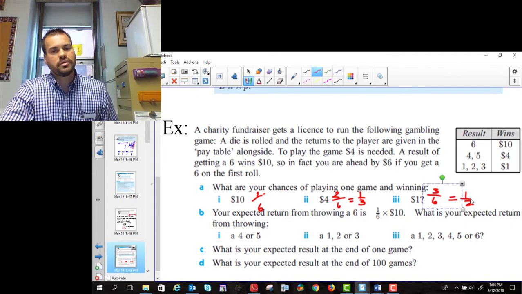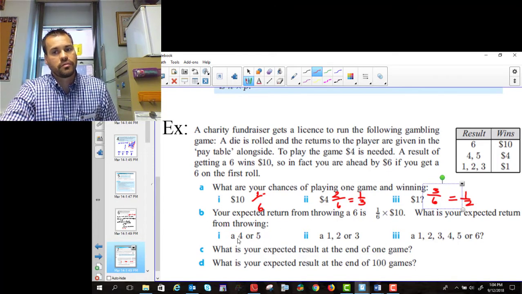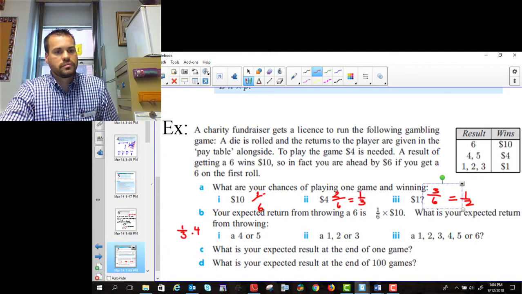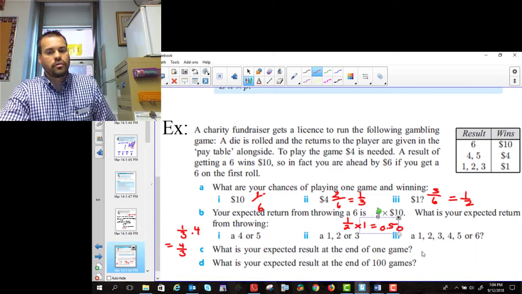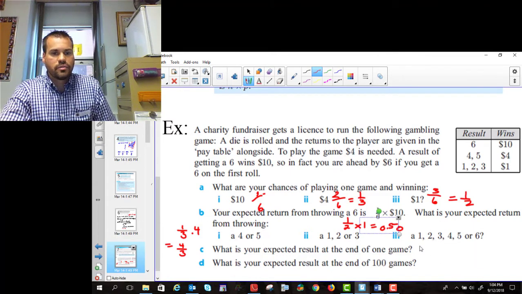Now, it says your expected return for throwing a 6 is 1/6 of $10. What's your expected return for throwing a 4 or 5? So it's 1/3 multiplied by 4. So it's 4/3 or $1.33. And then for a 1, 2, or 3, we have a half possibility of doing that, and we're multiplying it by 1, so it's 50 cents, right? And then for the whole game, we simply add those 3 together.